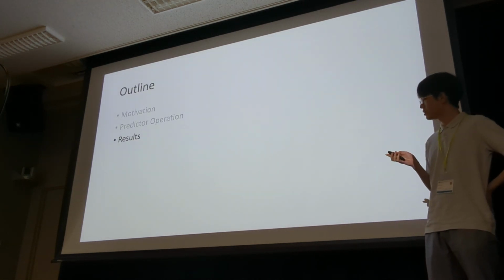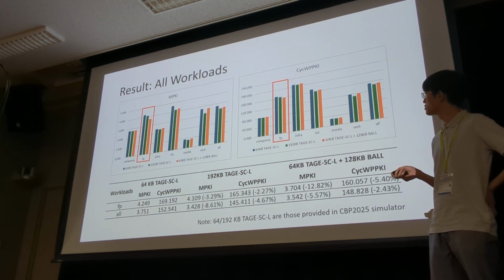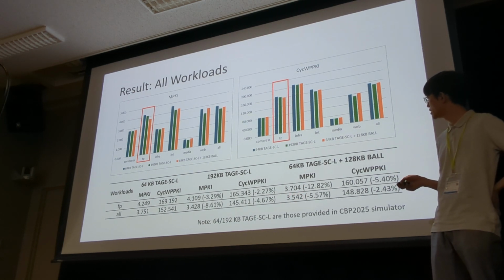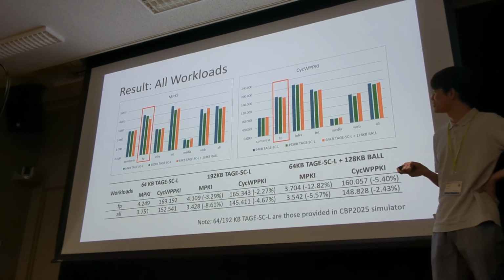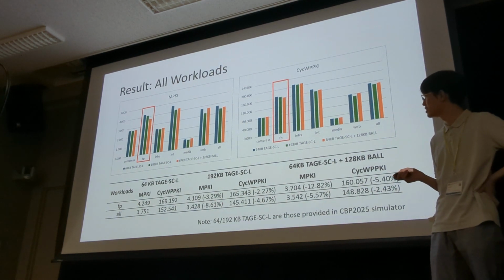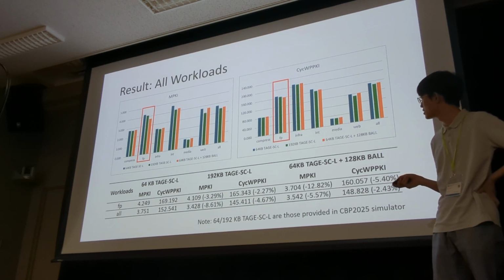The final part is the results. The first one is the result of all workloads of the training traces. The combined TAGE and branch predictor achieved 3.542 MPKI and 148 cycle run pass PKI. Unfortunately, when compared with the same area budget TAGE-SC-L, it cannot compete with it. It shows 3% less improvement on MPKI and 2% less improvement on cycle run pass PKI.